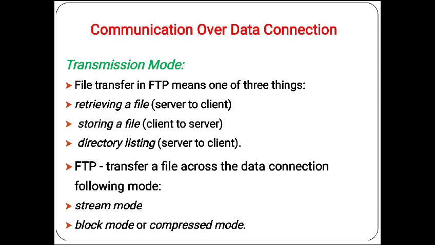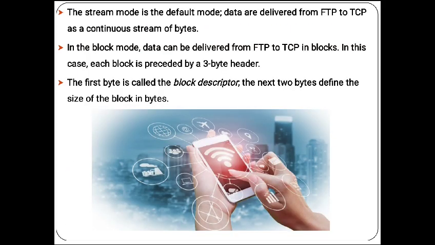Communication over data connection. Transmission mode. File transfer in FTP means one of three things. First one, retrieving a file, server to client. Storing a file, client to server. Directory listing, server to client. FTP can transfer a file across the data connection using one of the following modes: stream mode, block mode, or compressed mode.